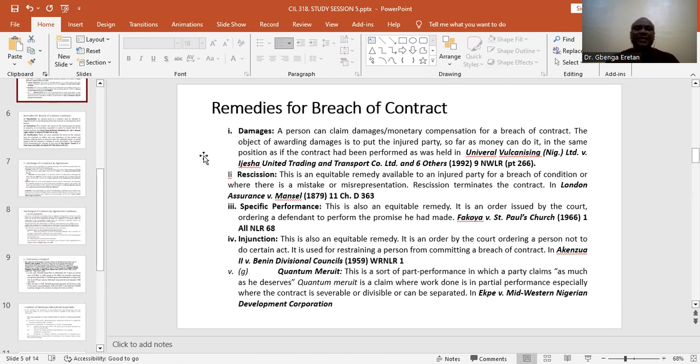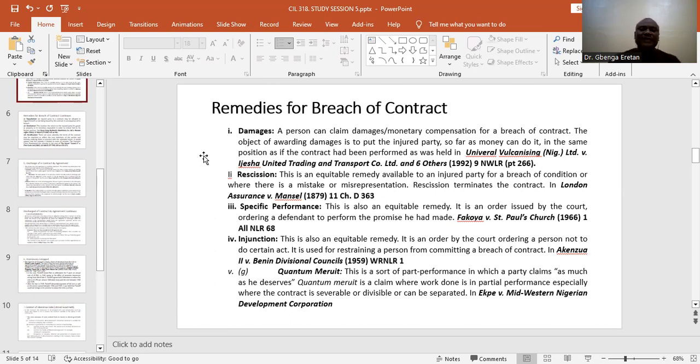Then another remedy that is available for breach of contract is specific performance. And what is specific performance? It is also an equitable remedy where the court will order the party who breaches the contract to go back and perform the agreed responsibility that is imposed on him by that contract. Under specific performance, the court will order the party who committed the breach of contract to go back and perform the function that is expected of him as contained in the contract document. That is what we refer to as specific performance.